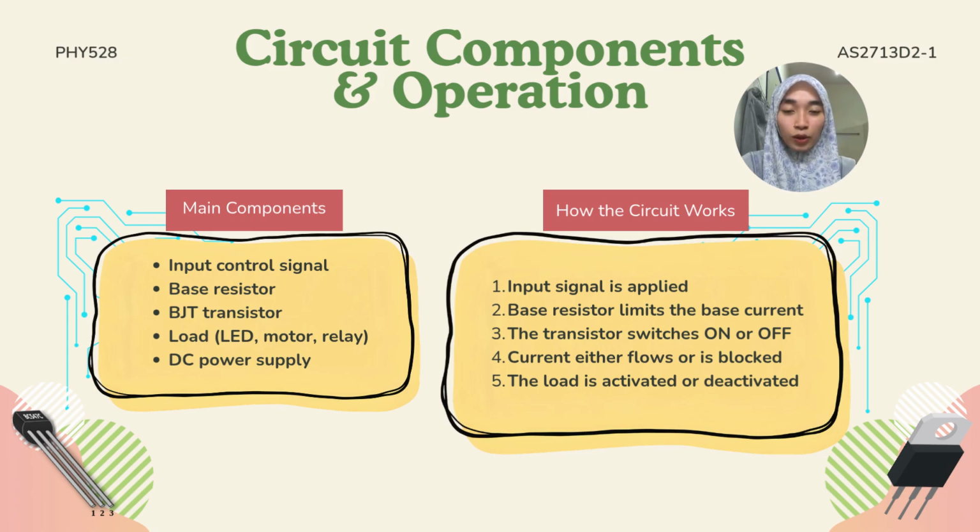Next is circuit components and operations. To understand how a BJT works as an electronic switch, we need to look at the main components in the circuit and how they interact.